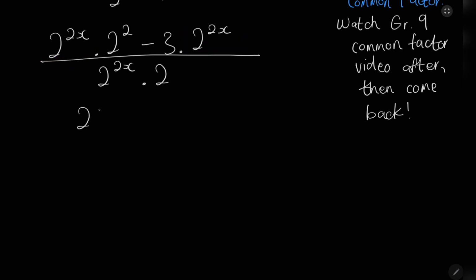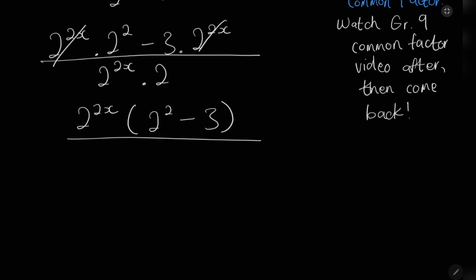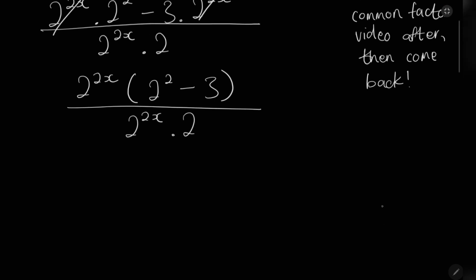Let's write it down, 2 to the power 2x. You need to really mess up to take out the common factor. The grade 9 tutorial is very easy. So 2 to the power 2x, you take out your common factor, open a bracket. As I said in the grade 9 video, we cancel that. We're left with 2 to the power 2 minus 3 times 2 to the power 2x. We can just cancel that. Over, we just have 2 to the power 2x times 2 in the denominator.